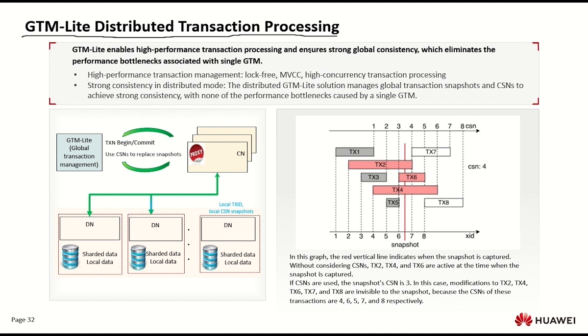For GaussDB, we have a very important feature we call GTM-Lite, distributed transaction processing. Why do we have this one? Because common open source database services like MySQL and PG, or even some older commercial database services, use a snapshot to record all the information, just in case, for data consistency.